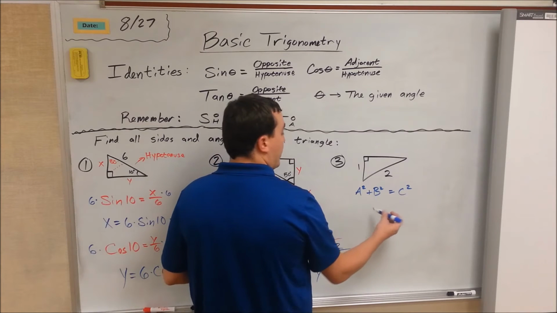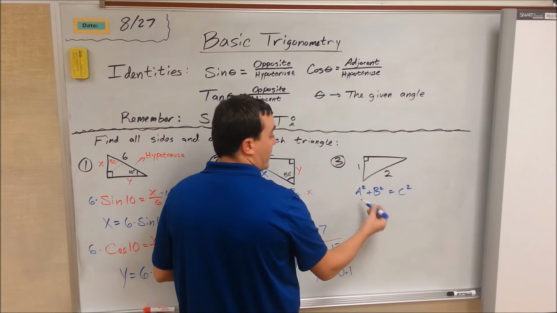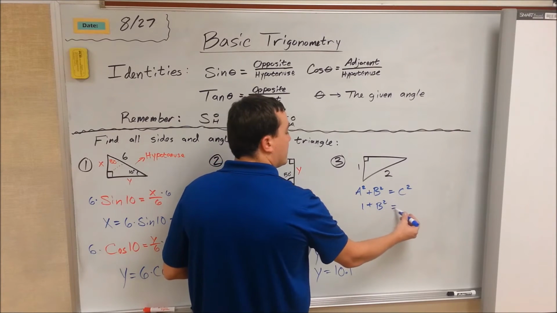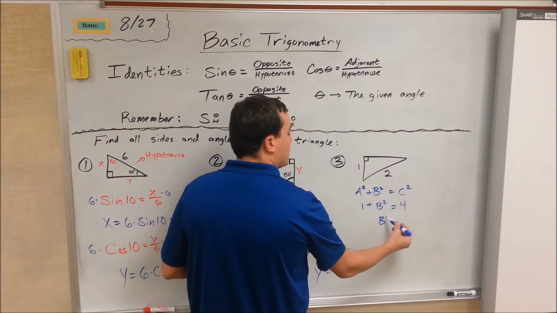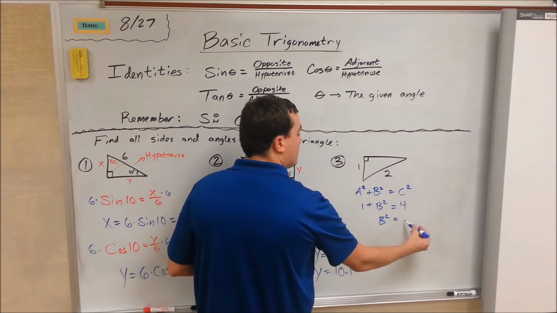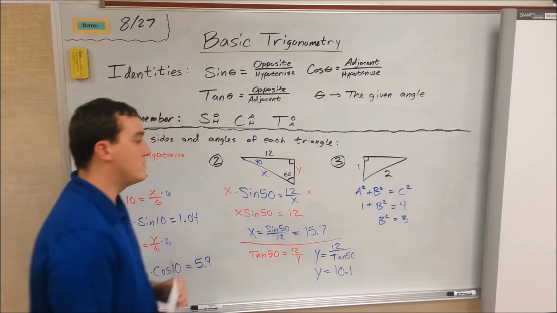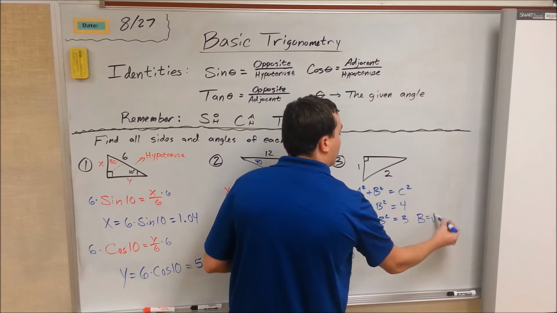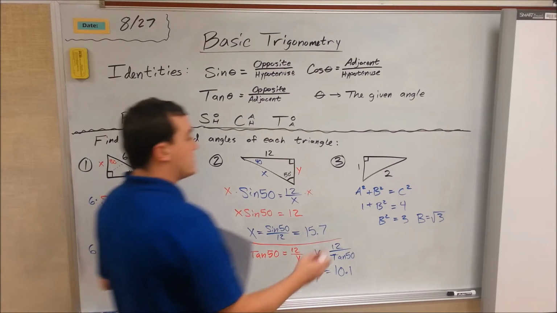C is 2, so we have 2 squared, which is 4. So we have 1 squared is 1 plus b squared equals 4. So therefore b squared equals 3, if you minus the 1. So b is the square root of 3. So we can fill that in.